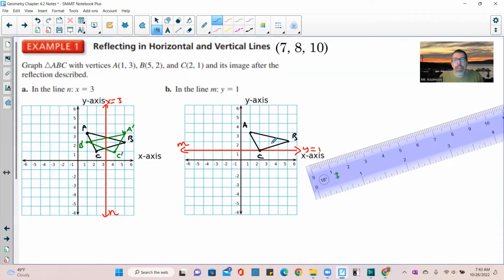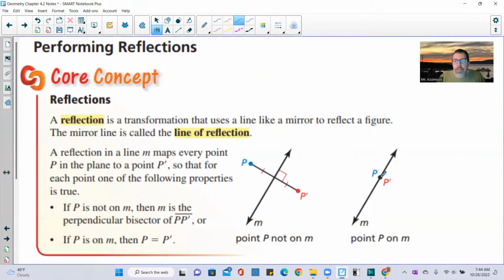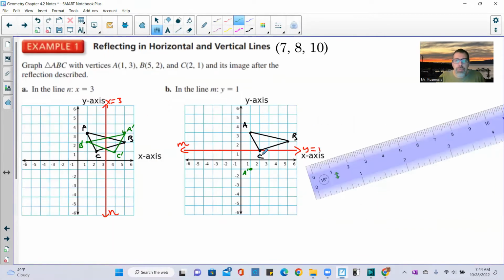Now I want to reflect this across the line y equals 1. So A, I would need to go down 2 to get to y equals 1. So I need to go down 2 more to get to the other side. And there is A prime. C is on the line. So if I go back here, that's this scenario here. So when the point is on the line, it does not move. So this is C, and it is also C prime. So that's going to stay right there.